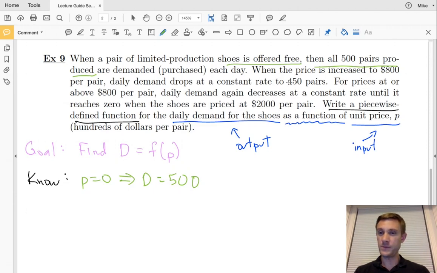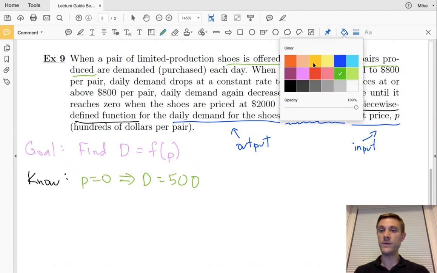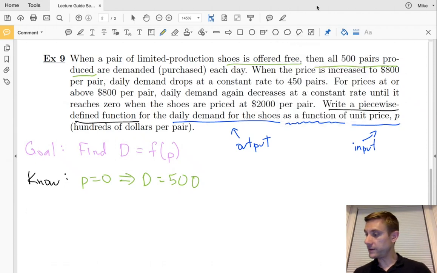So I guess there's maybe two things here. It looks like if we have a particular price, then now we know another value that pairs with that. So we have $800 and 450 pairs. So this is P equals 800, and then that takes demand to 450.